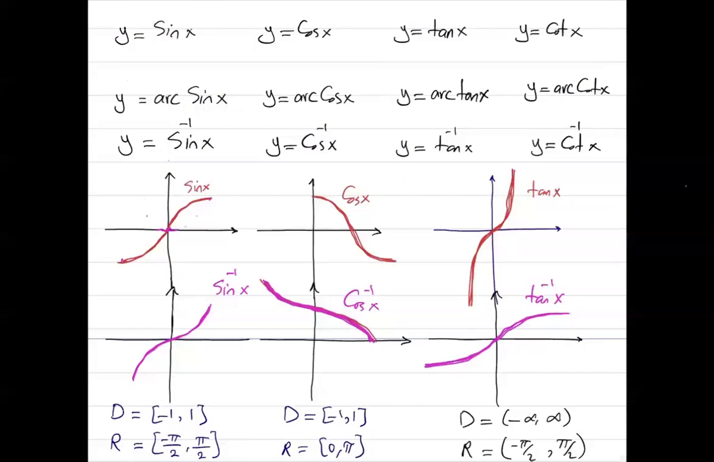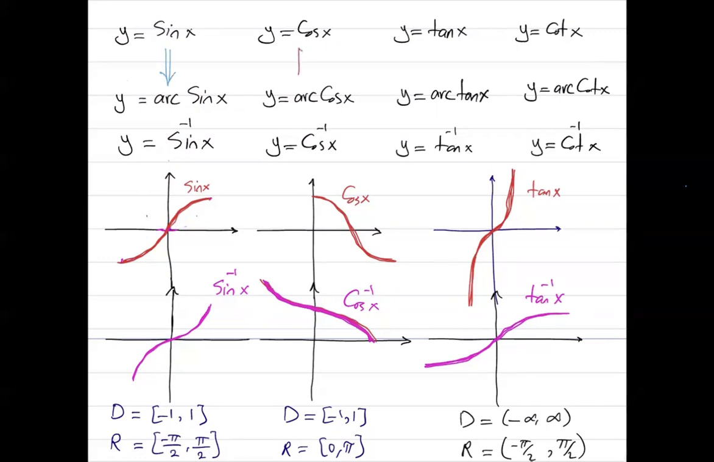If you have the sine function, you can define the inverse function as arcsine, or sine with a negative 1 on top of it. The red one is the graph of sine, and the purple one is the graph of inverse sine. The domain of inverse sine is -1 to 1. Its range is -π/2 to π/2.